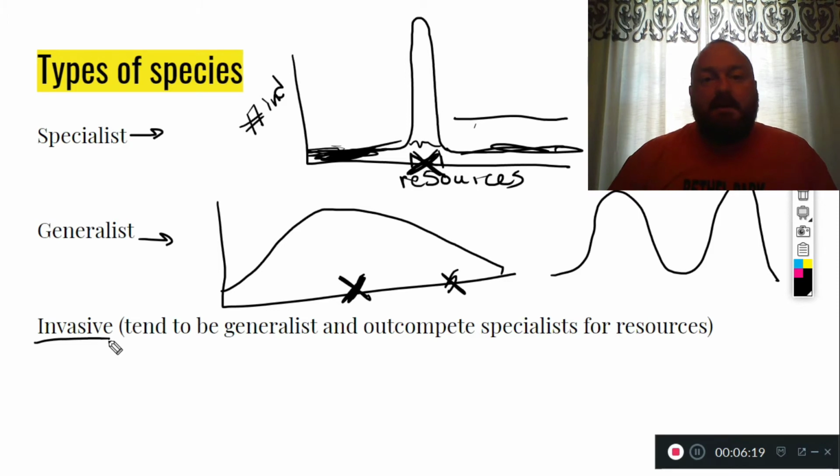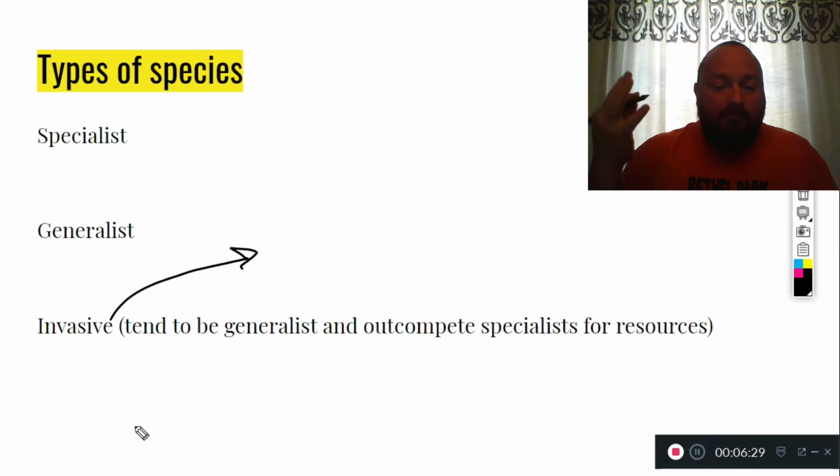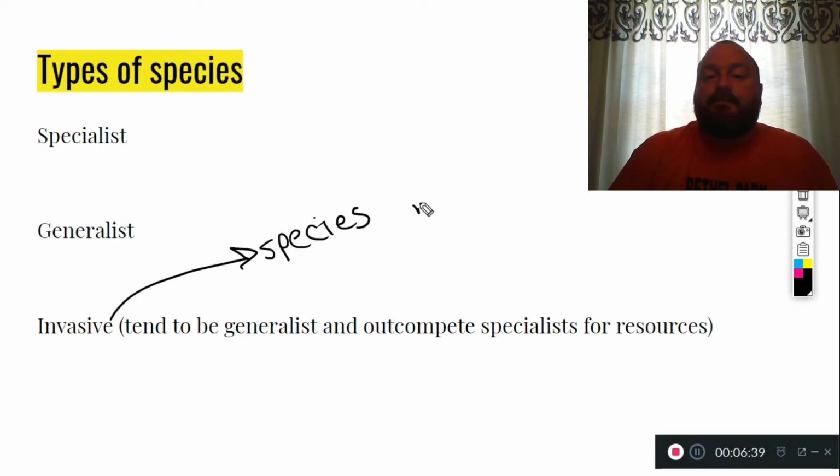Take a second, pause the video, see if you can remember what an invasive species is. Perfect. Welcome back again. Hopefully you guys have the knowledge in your minds and you remember that invasive species are the species that are not normally found there. So they're species not naturally found in an area. They're foreign.